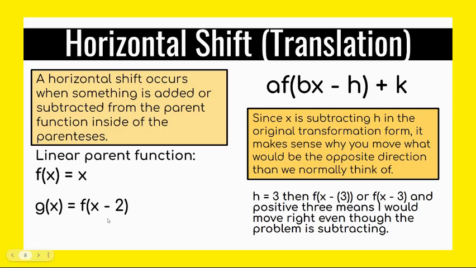Normally, when I'm subtracting 2, I think I'm moving to the left. But horizontal, it's inside the parentheses. We're going to think the opposite. So this is actually moving right 2.